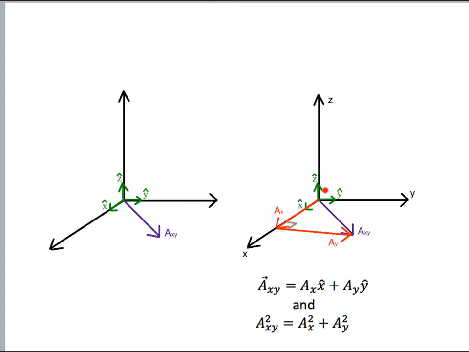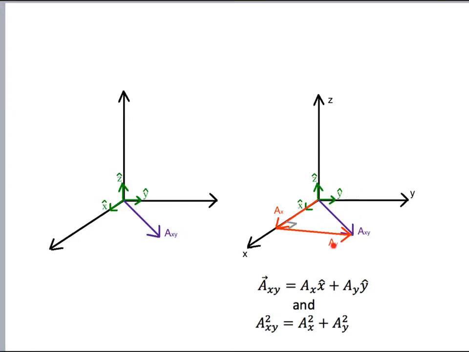Now, if I consider my A sub xy here, I can note that that vector can be broken into 2 mutually perpendicular vectors, A sub x, which is along the x-axis, and A sub y, which is along the y-axis. And so I can say that this vector A sub xy is equal to some A sub x in the x-hat direction plus A sub y in the y-hat direction. That's just tail to tip twice. The A sub x vector plus the A sub y vector is equal to the A sub xy vector.